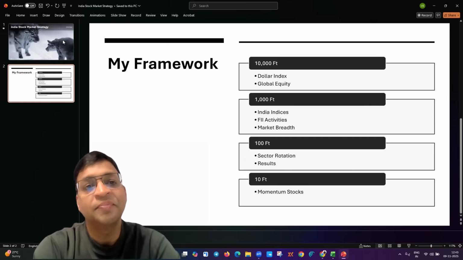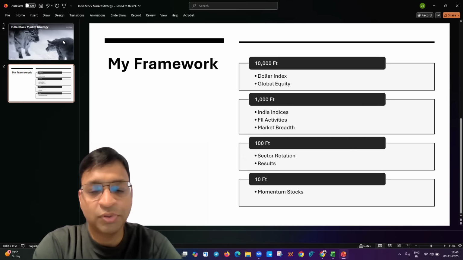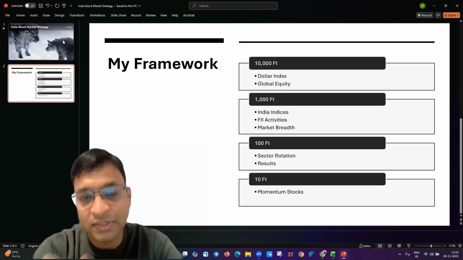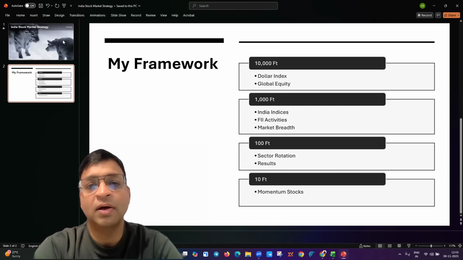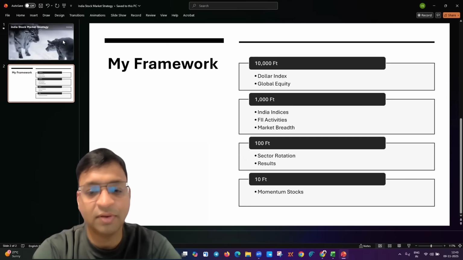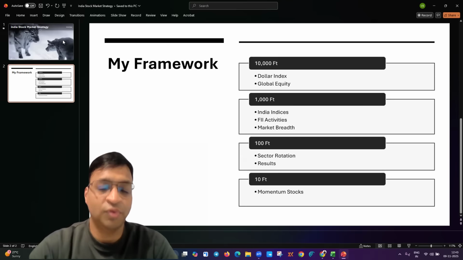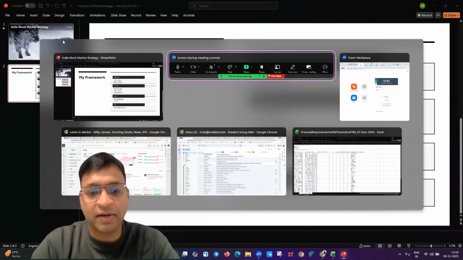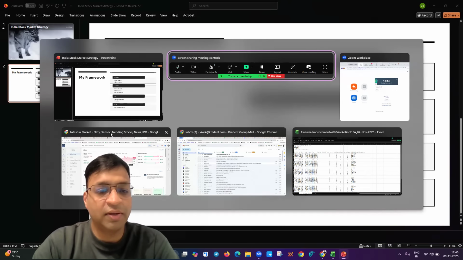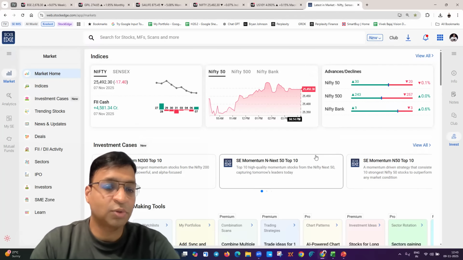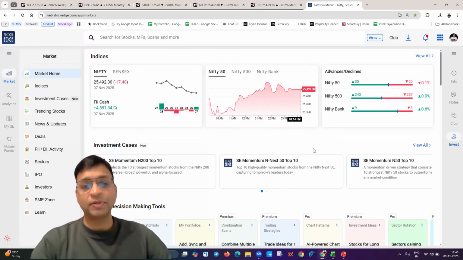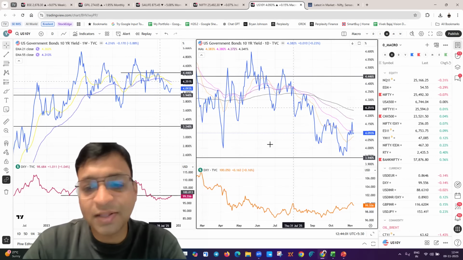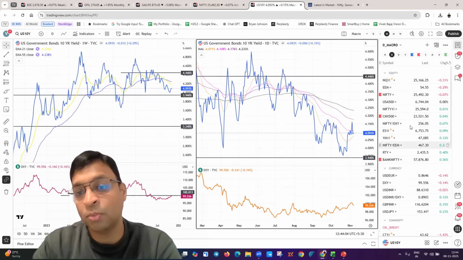That will be understood. 100 feet is more about identifying opportunities which could be top down or bottom up. Top down is typically through sector rotations or results, etc. And bottom up is typically running screens like combo scans, etc., which we will discuss in our 10 feet view, and find stocks where momentum could be there. Okay, so let's start the analysis, and I'm going to do the screen sharing of TradingView as well as Stockedge. Stockedge I use for my data analytic purpose, and TradingView, as you know, I use for my chart analysis purpose.